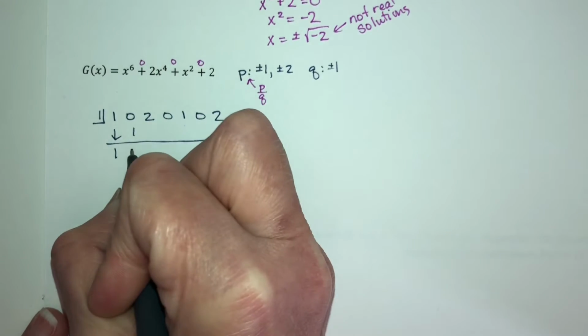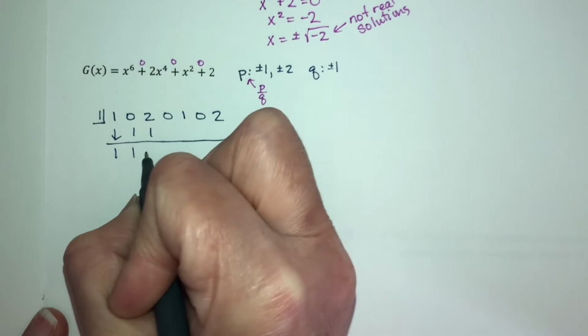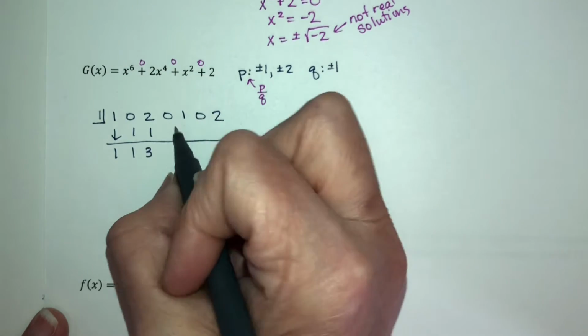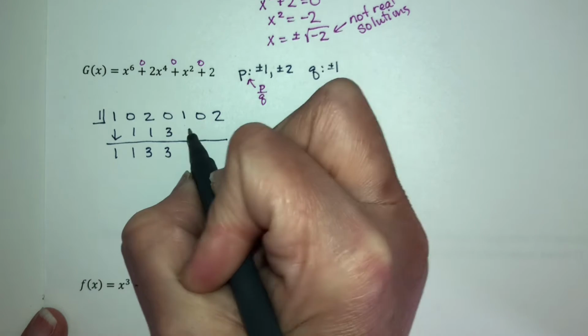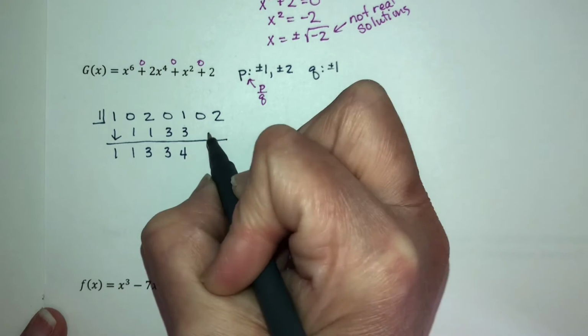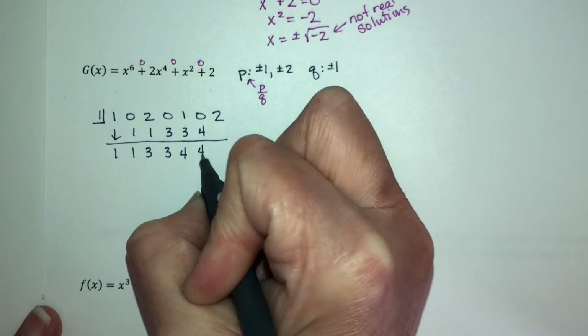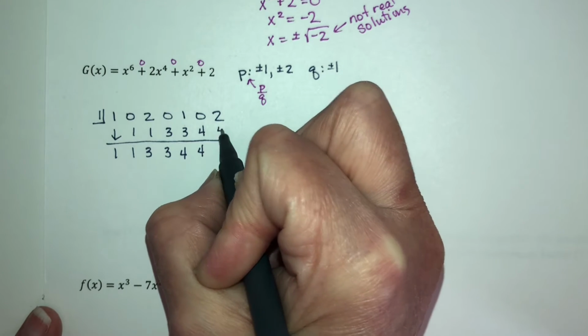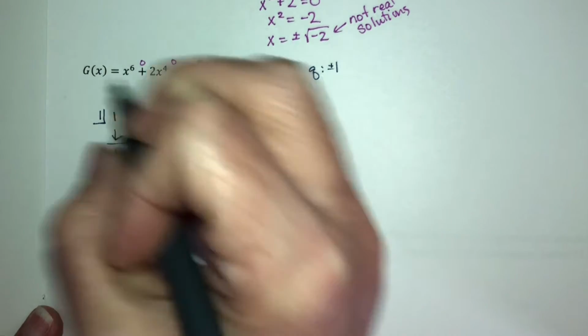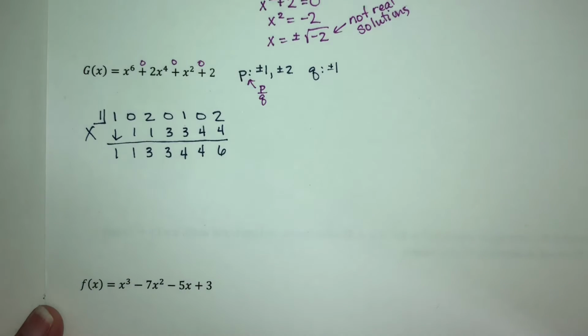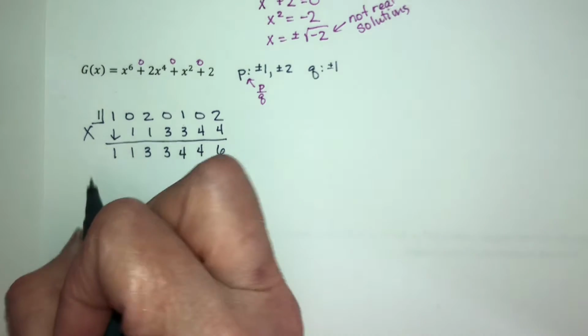1, that's a 1, 3, 3, 3, 3, 4, 4, 4, 4, 6. So 1 is a no. Let's try -1.